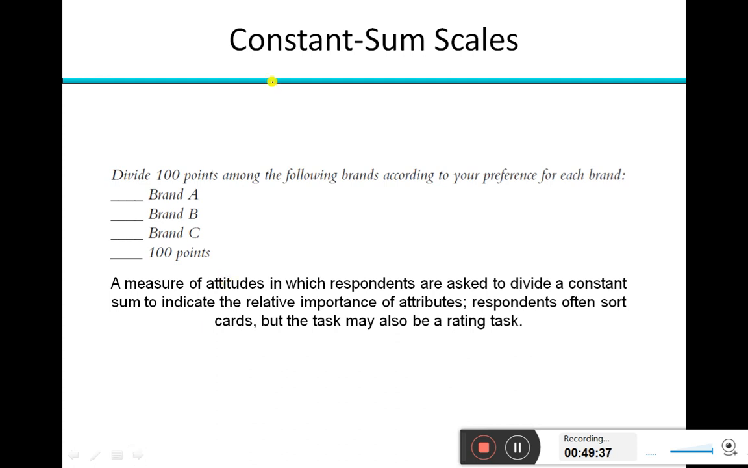Now we have the constant sum scale. If you notice, students, the word constant sum scale, it means a constant sum, simply stated, the sum must be a constant, is it? That is simply known as your constant sum scale.